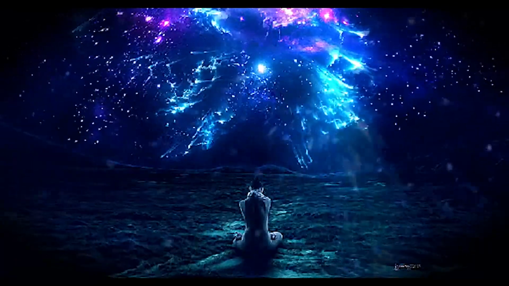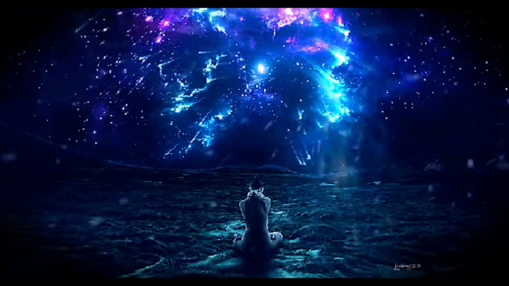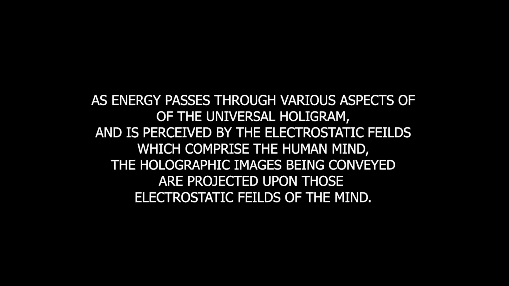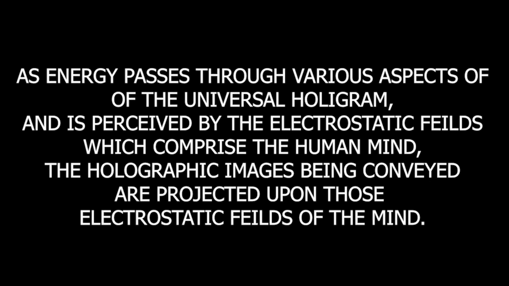With respect to states of expanded or altered consciousness, such as gateway uses, the processes operate in the following way. As energy passes through various aspects of the universal hologram and is perceived by the electrostatic fields which comprise the human mind, the holographic images being conveyed are projected upon those electrostatic fields of the mind and are perceived or understood to the extent that the electrostatic field is operating at a frequency and amplitude that can harmonize with and therefore read the energy carrier wave pattern passing through it.